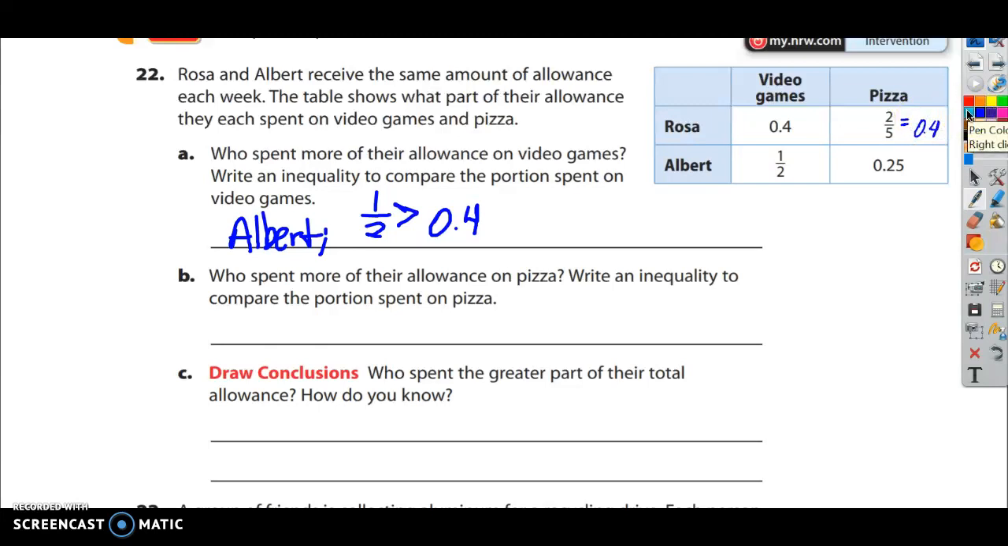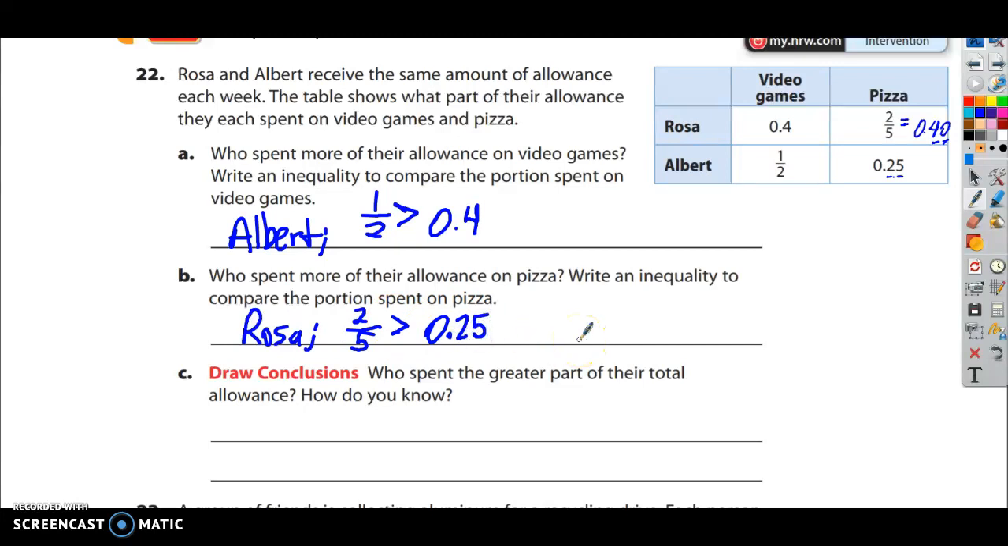This is a good chance to remind you that it's hard to compare something that's in the tenths place to something that's in the hundredths place. So what we do to make it seem more fair is we annex a 0 and we make it to the hundredths place. Now we've got 0 and 40/100 compared to 0 and 25/100. 0 and 40/100 is greater. So the answer is Rosa, because Rosa is 0 and 40/100. And then we write the inequality, and that's going to be 2/5 is greater than 0 and 25/100.